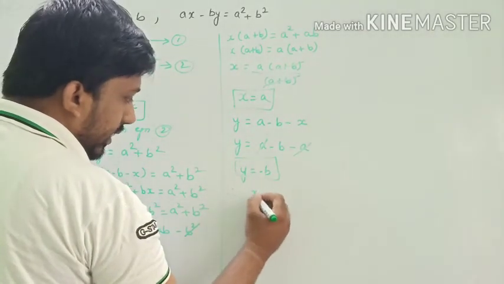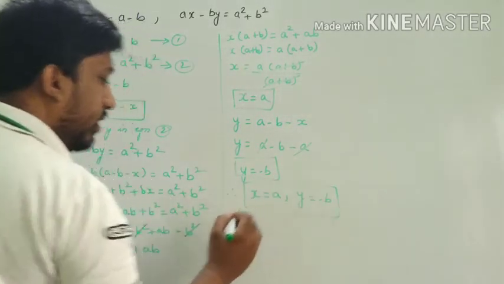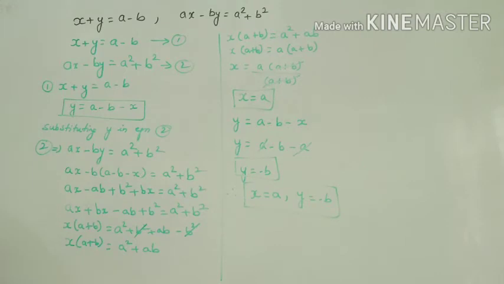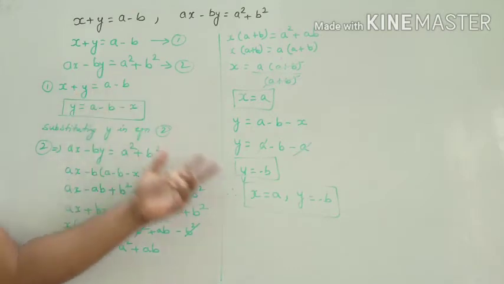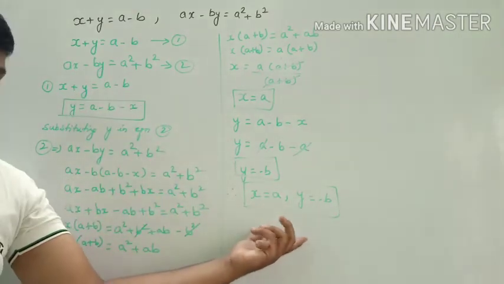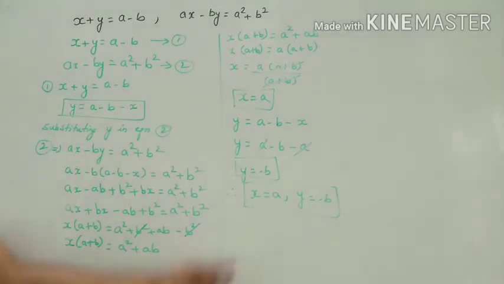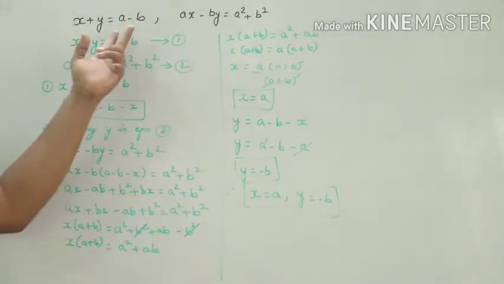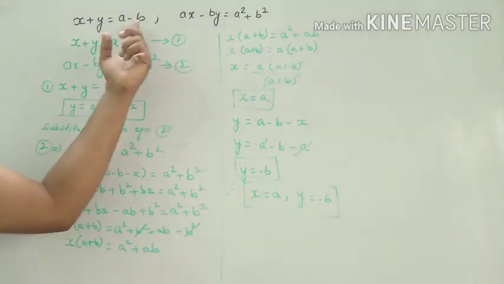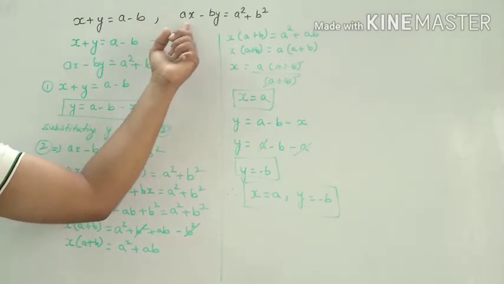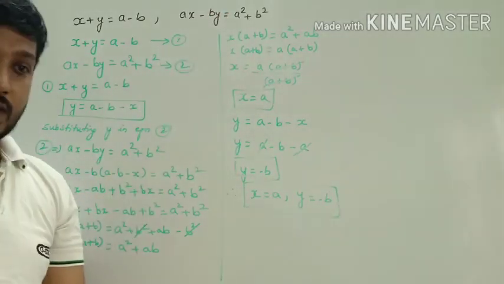Therefore x is equal to a and y is equal to minus b are the values for this pair of linear equations. They can ask anything, just substitute and find the answer. So here the values are x is equal to a, y is equal to minus b. If you substitute these x, y values again here, then the equation gets satisfied. If you take x in the form of a and y in the form of minus b, you will be getting a square plus b square.